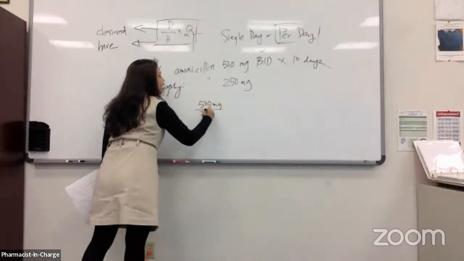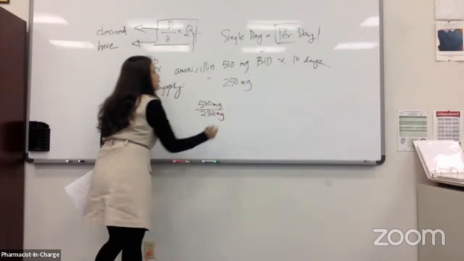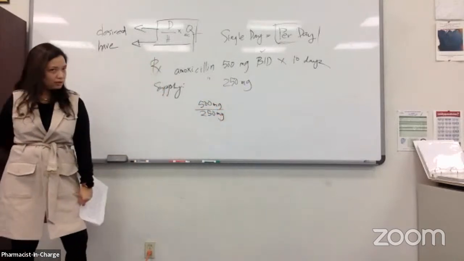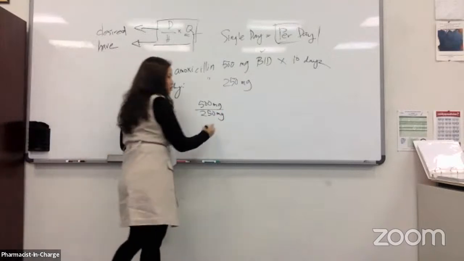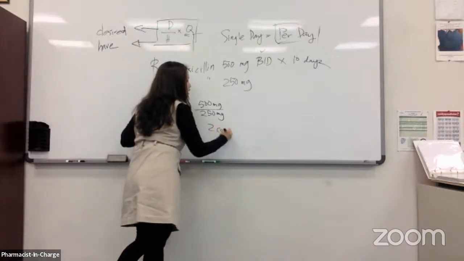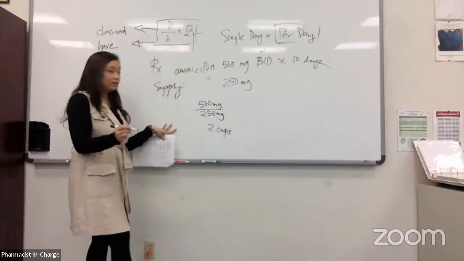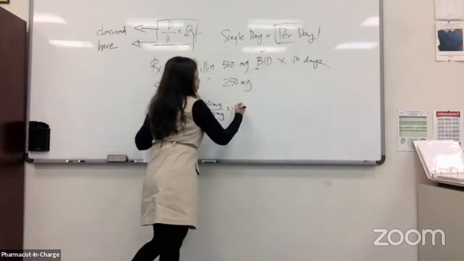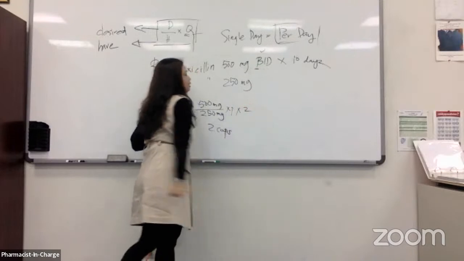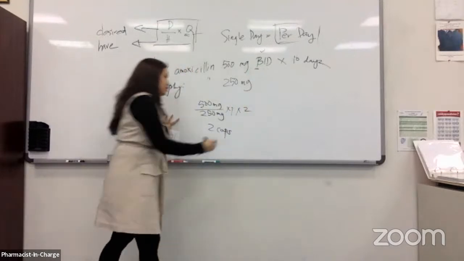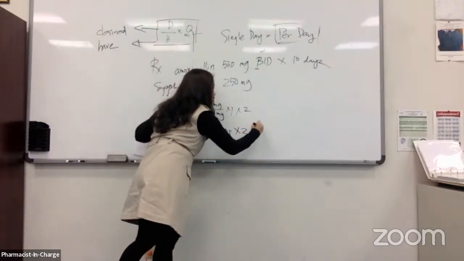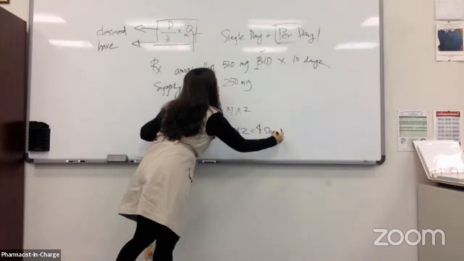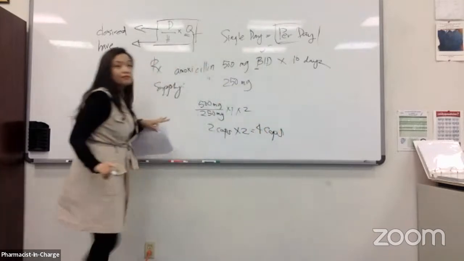But what do you have? 250 milligrams. If you were paying attention a while ago, you know that the answer to this is 2 caps. It's the same exact prescription. And then you do your times 1 if you want to at the beginning, and then times 2. So 2 caps times 2 would be 4 caps, and that is per day.